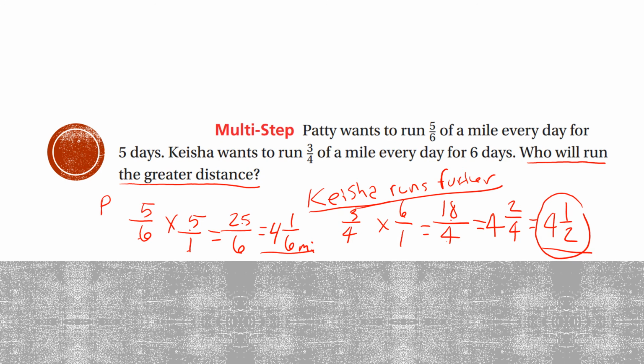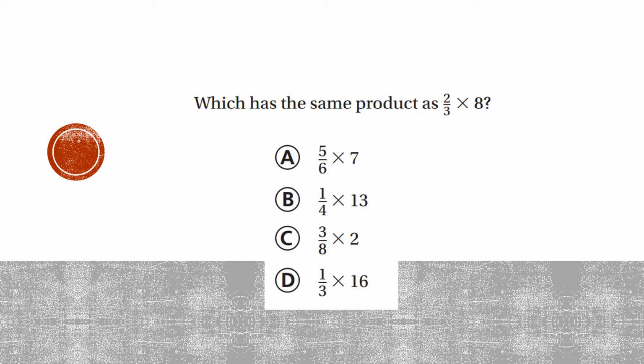Right? And that is how we multiply fractions by whole numbers. Remember, add a 1 to the whole number and multiply across the numerator and the denominator. All right? So which has the same product of 2/3 times 8? So this is a multi-step as well. So first find out what is 2/3 times 8.